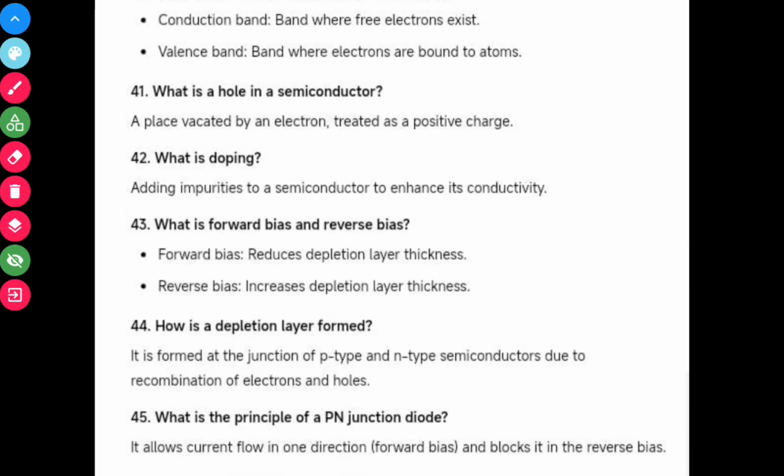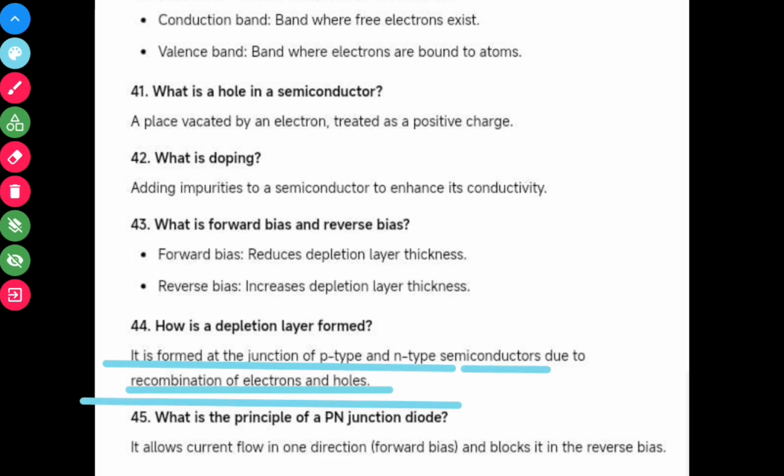How is the depletion layer formed? It is formed at the junction of P type and N type semiconductors due to recombination of electrons and holes.